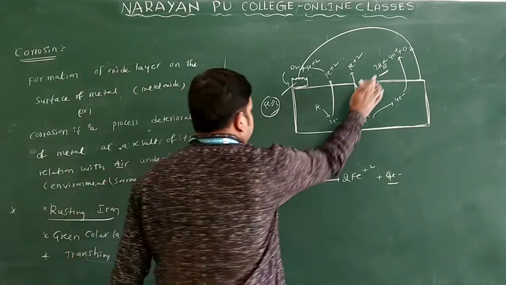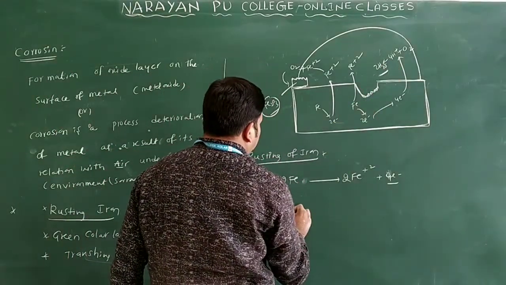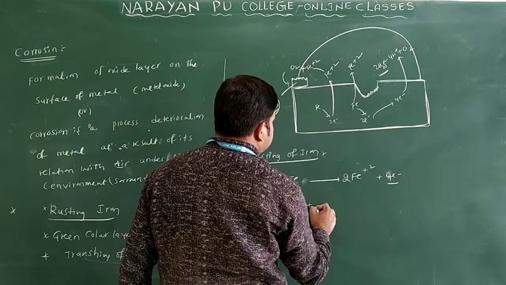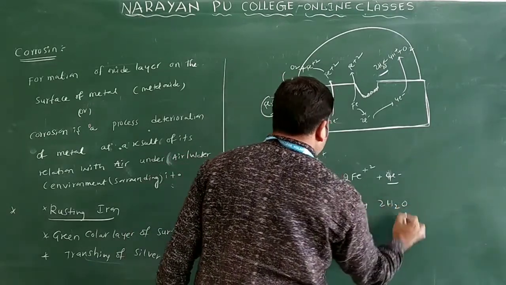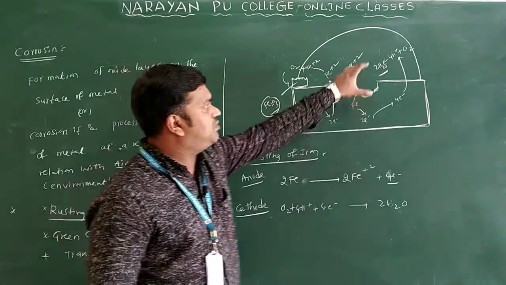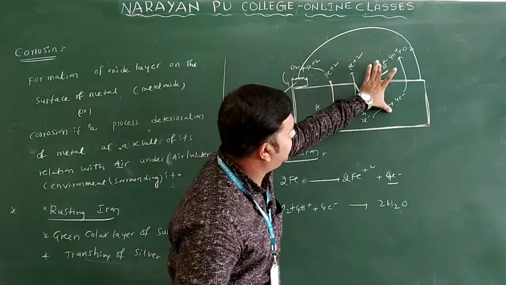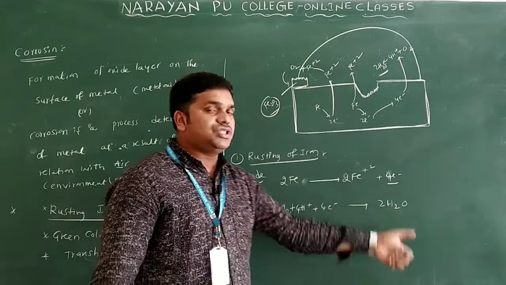Here O2 is there, you can see. O2 will combine with 4 H+ ions and 4 electrons. It is converted into 2H2O. Water is formed. This is the anode reaction, and this is the cathode reaction.